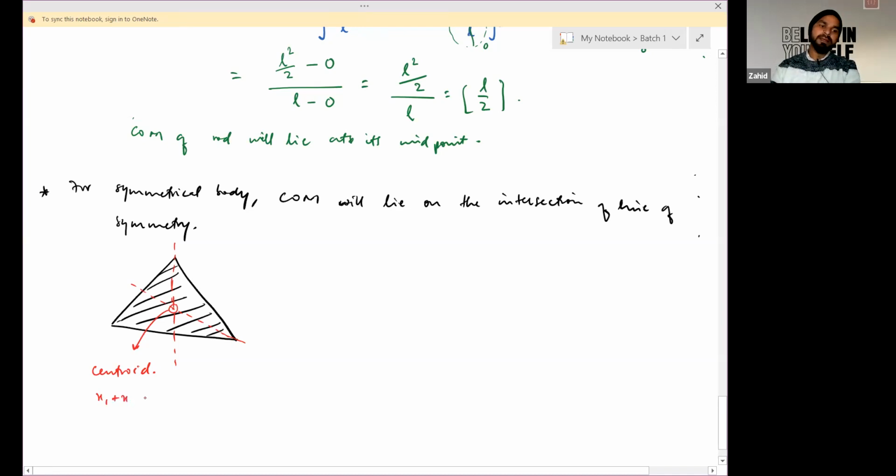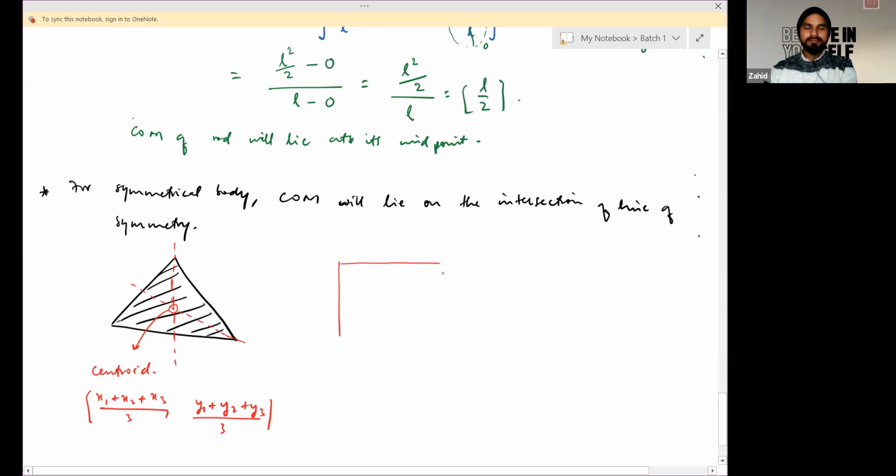Which may be calculated as x1 plus x2 plus x3 divided by 3, y1 plus y2 plus y3 divided by 3, if x and y are the coordinates of its vertices. Is it clear? Yes, sir.